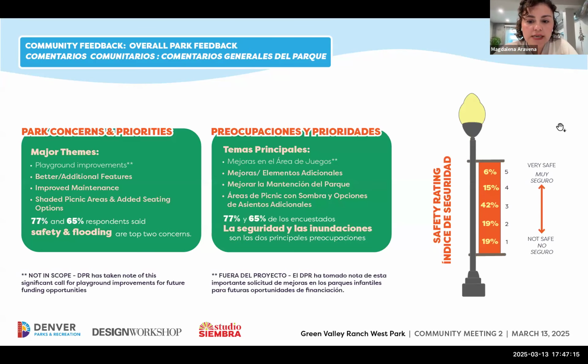Some important themes that came up in the survey, but also later on in the public meeting, were improving park features such as seating and picnic areas, improving maintenance, as well as adding shaded picnic areas and more seating options. So the concerns the community was voicing through this survey were really timely with what improvements for the park were being planned and in scope.